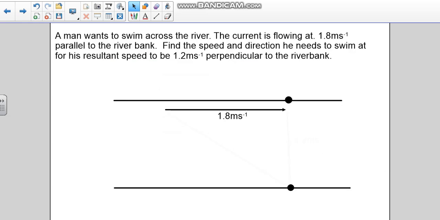Okay, example 3. This is a classic question, but it is slightly different to the other 2. So we're going to have to think really carefully about this one. On the previous 2 we were adding vectors together to find a resultant vector. On this one we know the resultant vector and we've got to work out one of the missing vectors. So let's read the question.